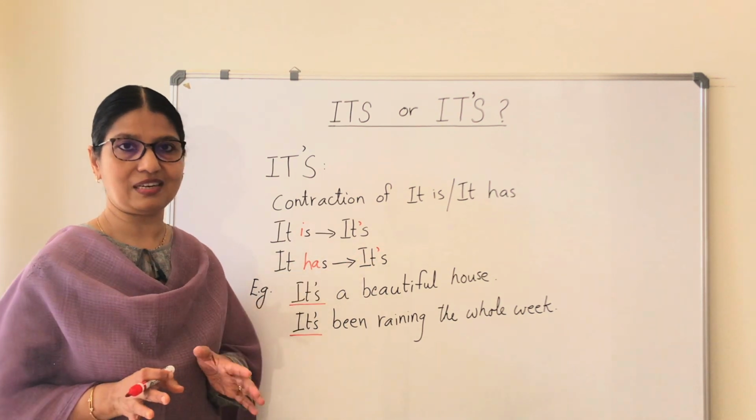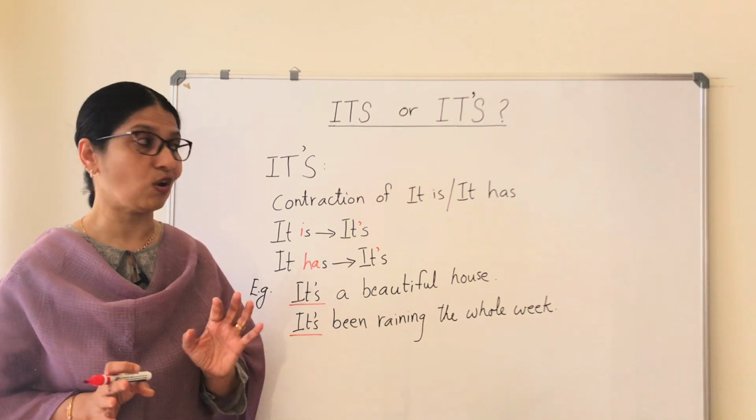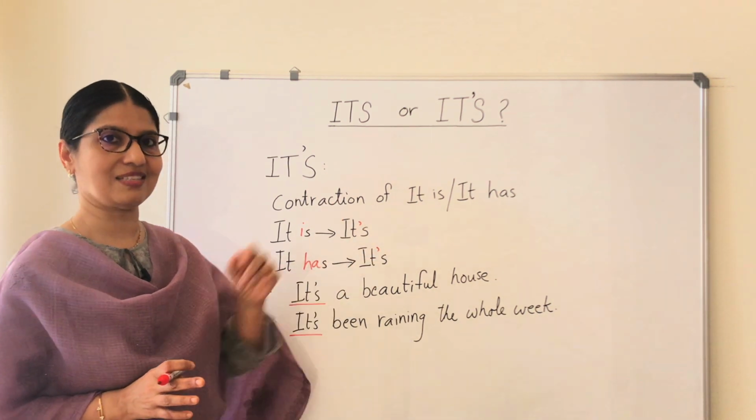But interestingly, we don't use it's as a contracted form of it was. It's always it is or it has.